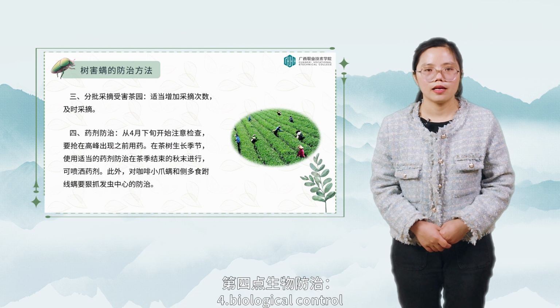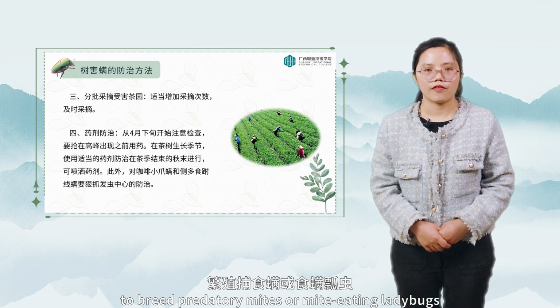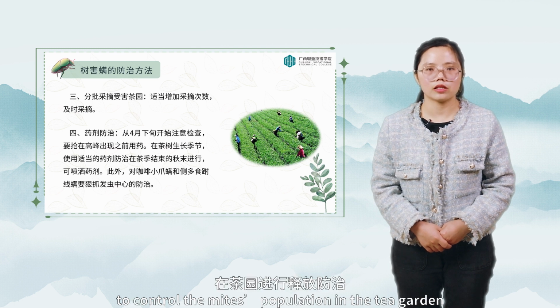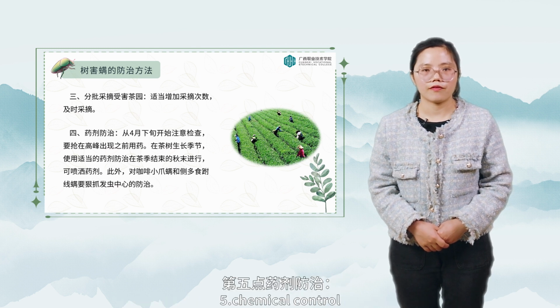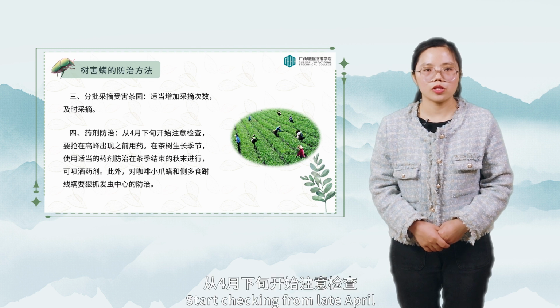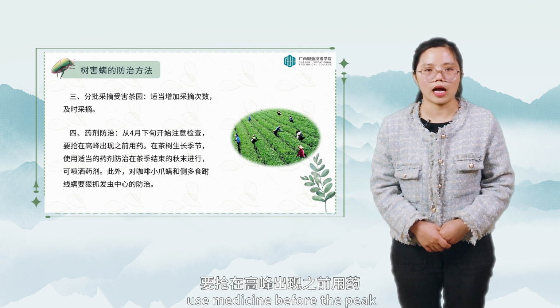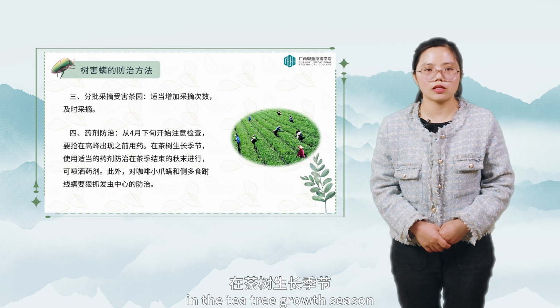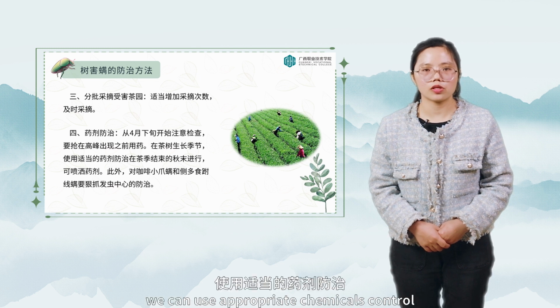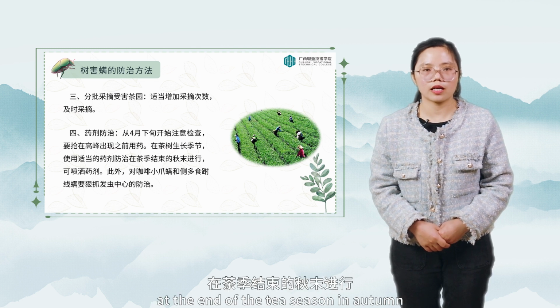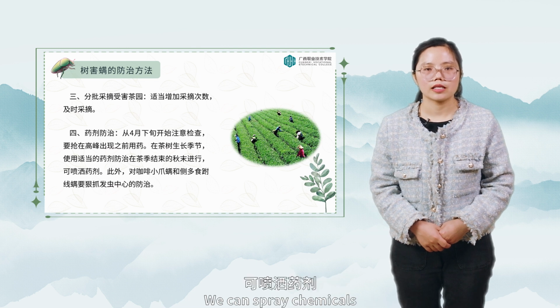4. Biological control. To breed predatory mites or mite-eating ladybugs to control the mite population in the tea garden. 5. Chemical control. Start checking from late April. Use medicine before the peak. In the tea growth season, we can use appropriate chemical control. At the end of the tea season in autumn, we can spray chemicals.